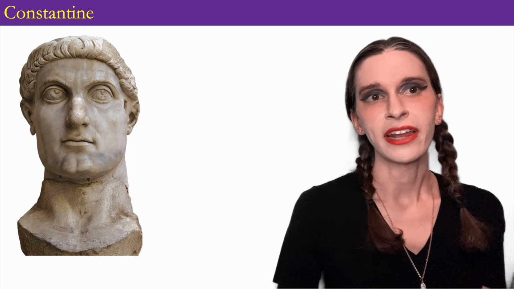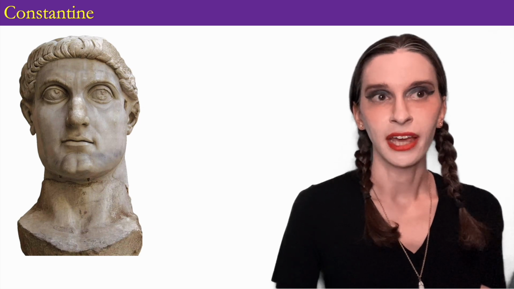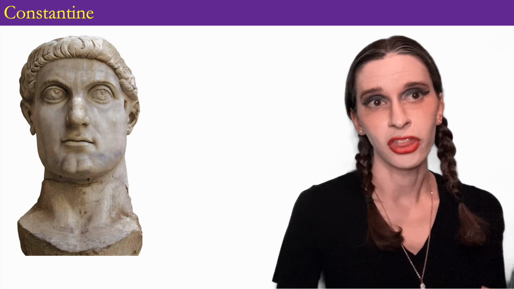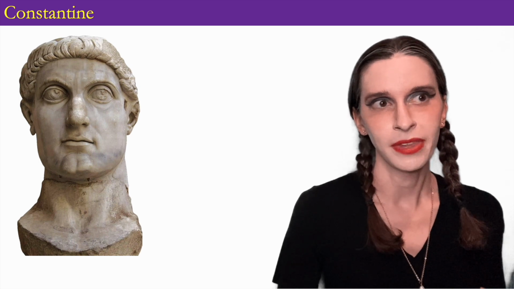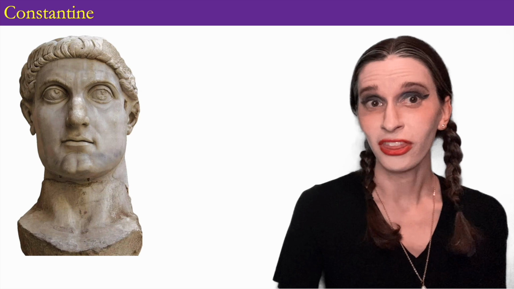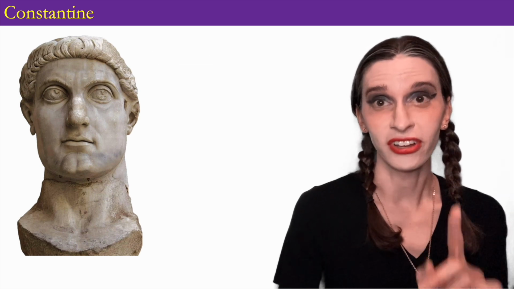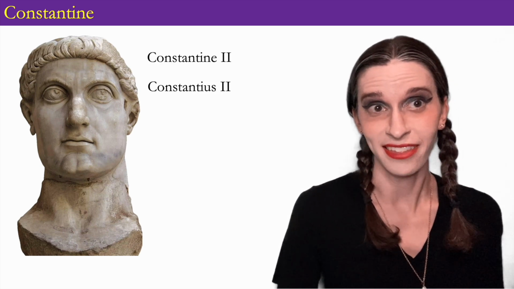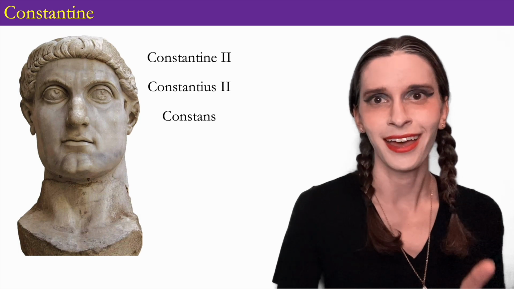Constantine wants to create a divided rule that will still involve family inheritance, which he believes is stronger than the more bureaucratic style of Diocletian. So he gives the title of Caesar to all 4 of his sons. If you thought the Maxes were bad, get ready for Constantine II, Constantius II, Constans, and Crispus.